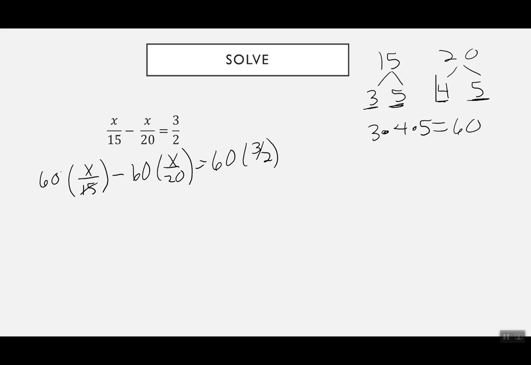Now I can say 15 goes into 60 4 times. So my first term is 4x. 20 goes into 60 3 times. I have minus 3x. Don't forget your equals. 2 goes into 60 30 times. 30 times 3 is 90. 4x minus 3x is x. x is 90.